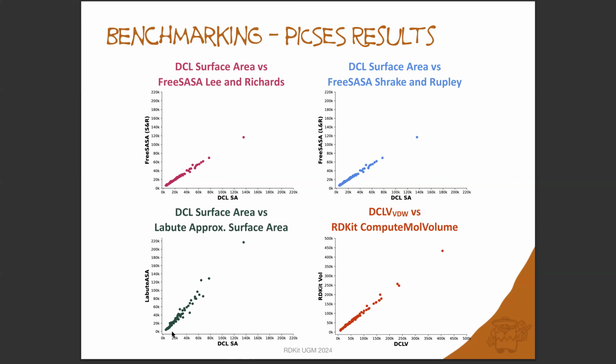But for the Labute approximate surface area, we get a bit of an overestimation compared to the other three, which is not unexpected given they do ignore some of the atom overlaps.